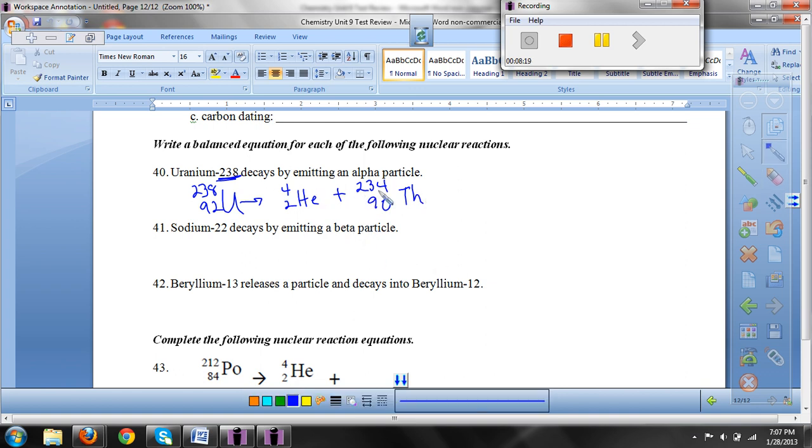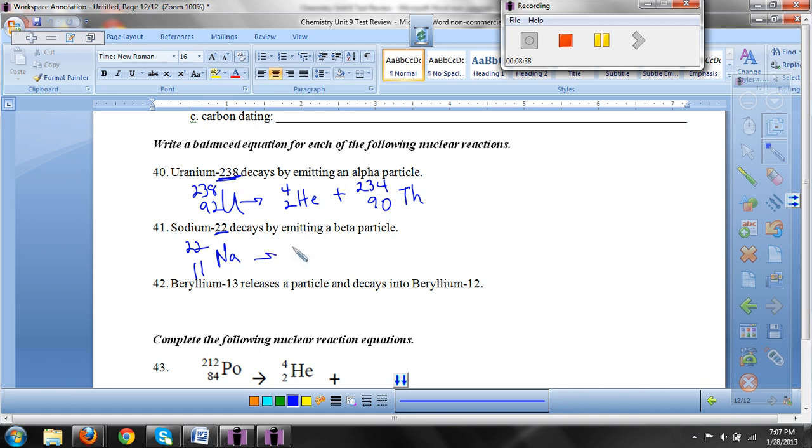You make sure that the numbers on the top right side add up to match the numbers on the top left side. The numbers on the bottom right must add up to match the number on the bottom left. Sodium 22, so that number comes from right there. And if you look on the periodic table, sodium is 11.